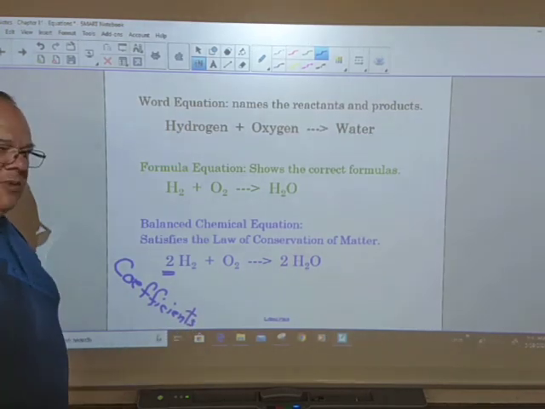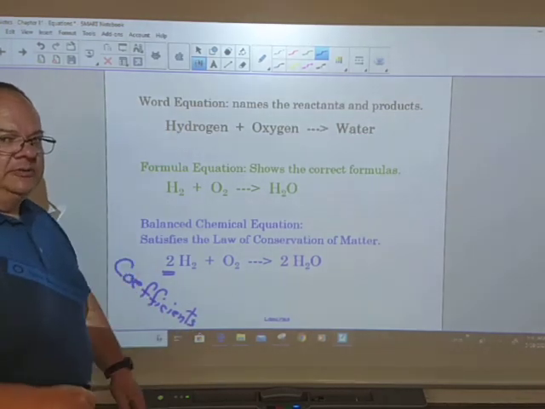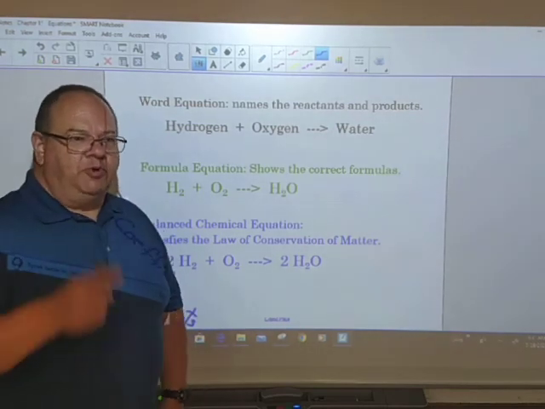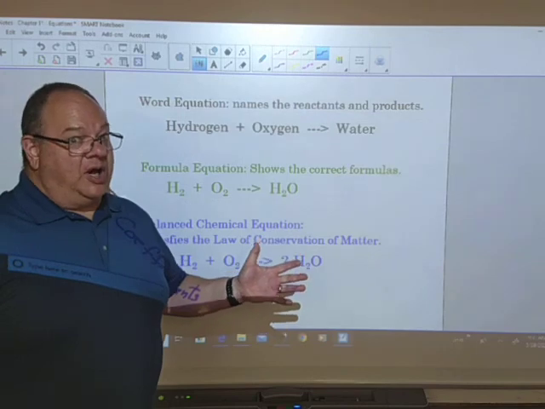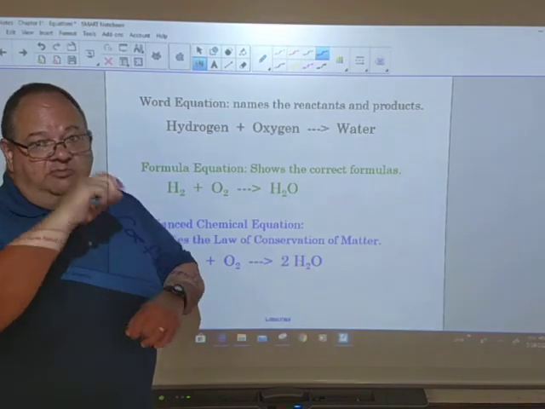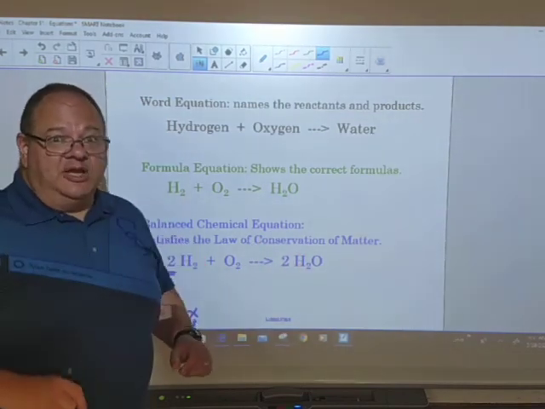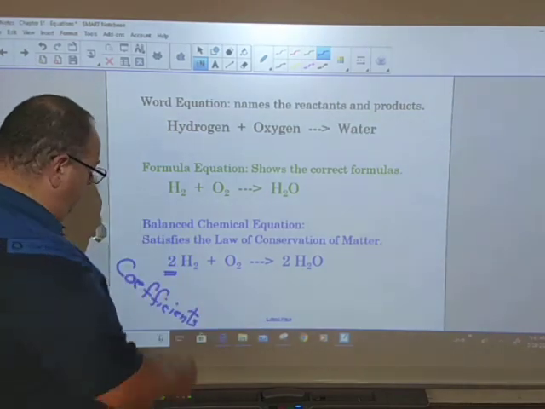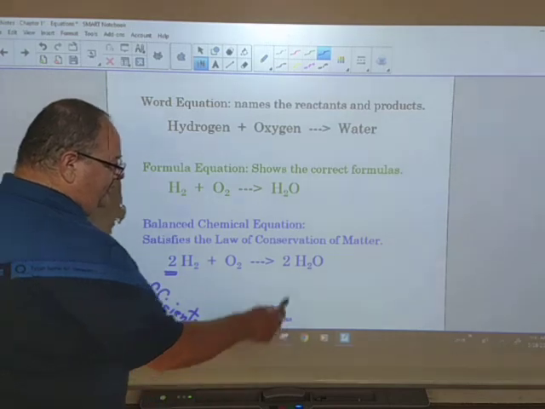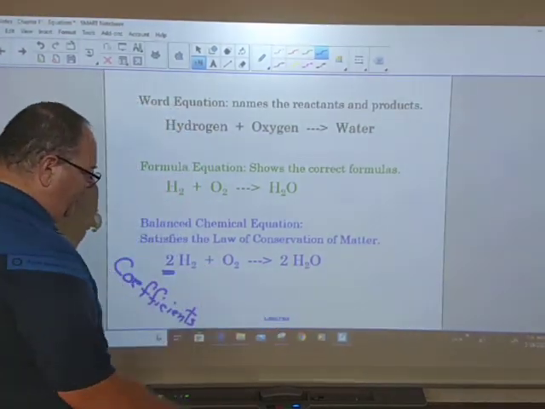And a coefficient multiplies everything in the formula. So just like in algebra class, if you put a 2 in front of x, it means 2 times whatever x was. X could be equal to some whole big complicated equation, but if you put a 2 in front of it, it's 2 times whatever x was. So this is 2 times whatever this formula is. This is 2 times whatever this formula is.